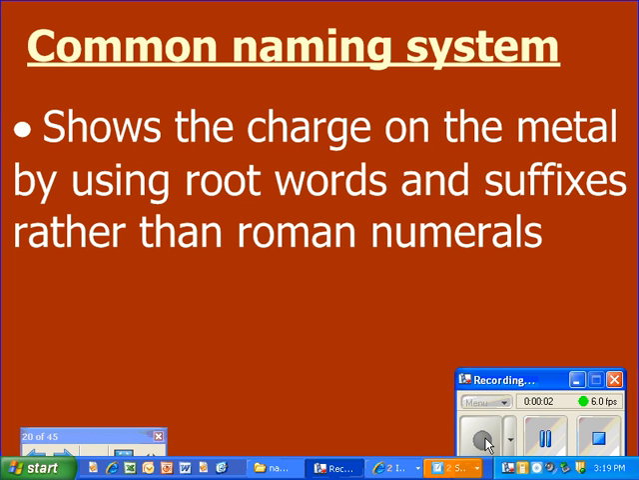Okay, up until this point, you've been naming your compounds with the name of the metal, the name of the nonmetal, and a Roman numeral if necessary. But there is an older naming system that has Latin roots as its basis.